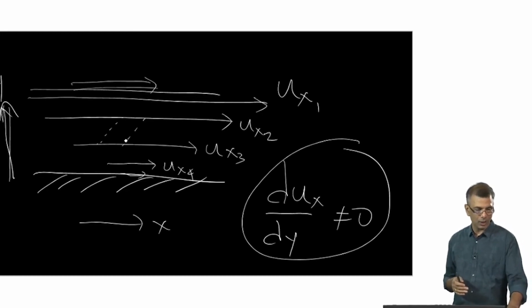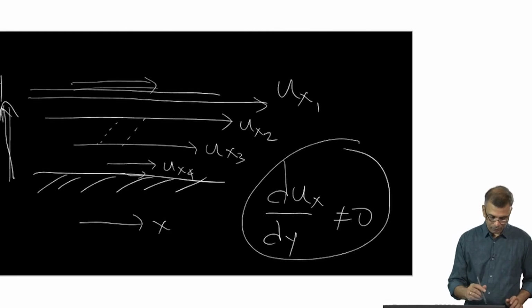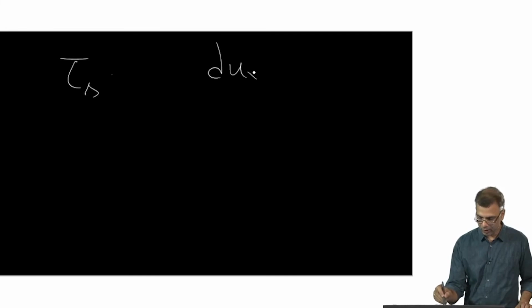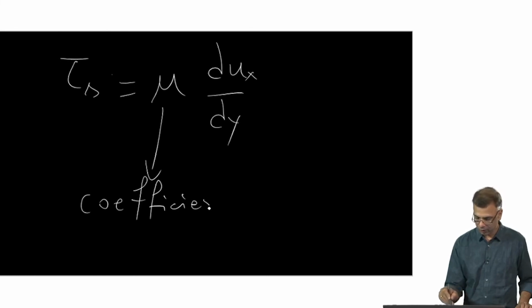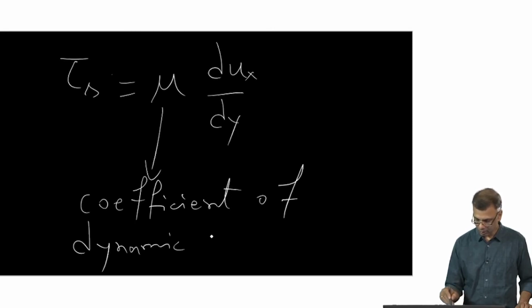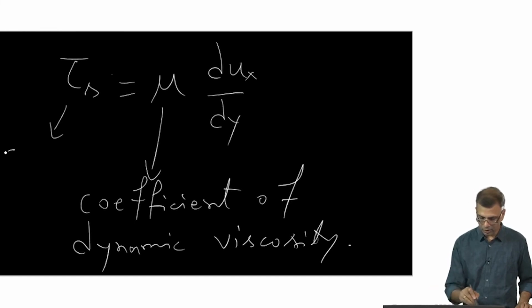This was another thing that I wanted to bring forth before plunging into specifics. If you write down this kind of a quantity, tau s on the left hand side, and du_x/dy, which we saw on the previous slide, there is a constant of proportionality, and this is called the coefficient of dynamic viscosity. And this is the shear stress.